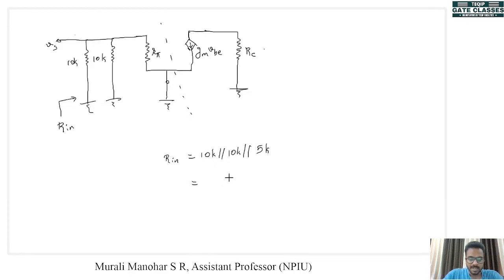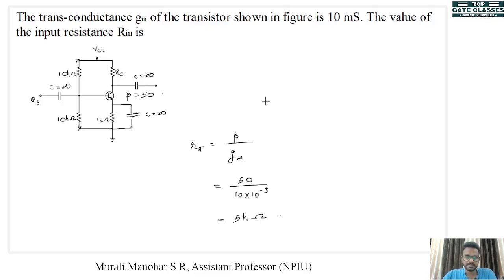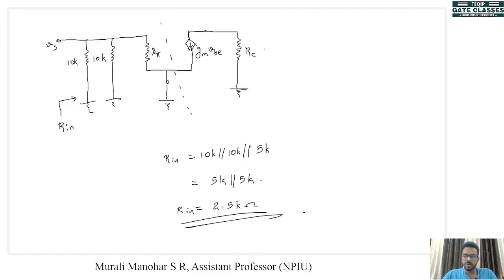Now 10K parallel 10K is again 5K. So this becomes 5K parallel 5K. 5K parallel 5K is 2.5 kilo ohm. So Rin is equal to 2.5 kilo ohm. This was also a previous year question, but you can see how simple it is, right? Now we can do the next problem.